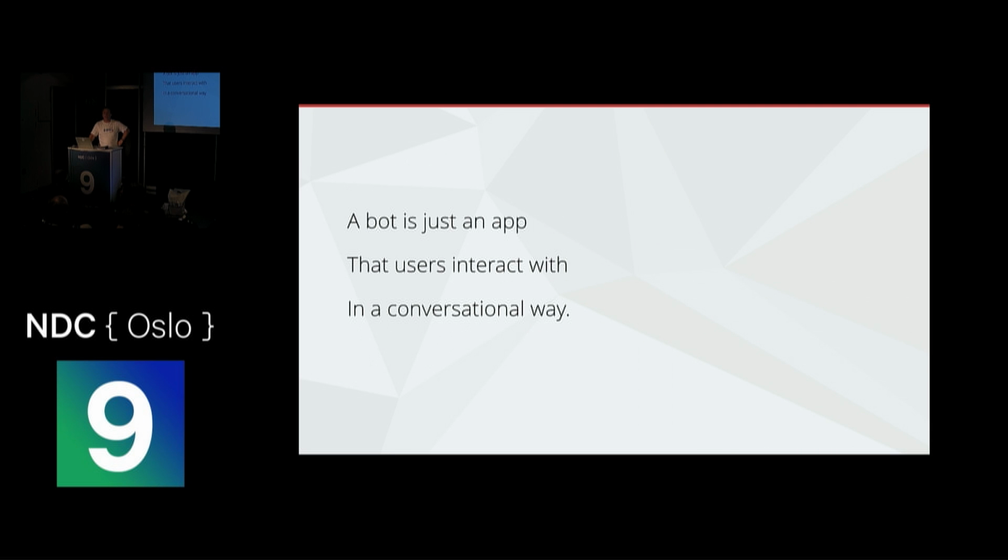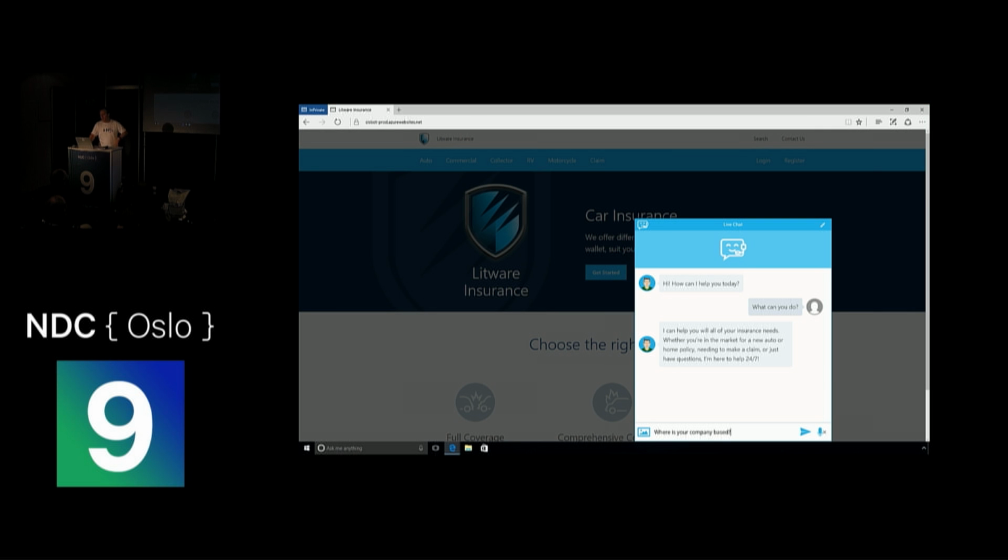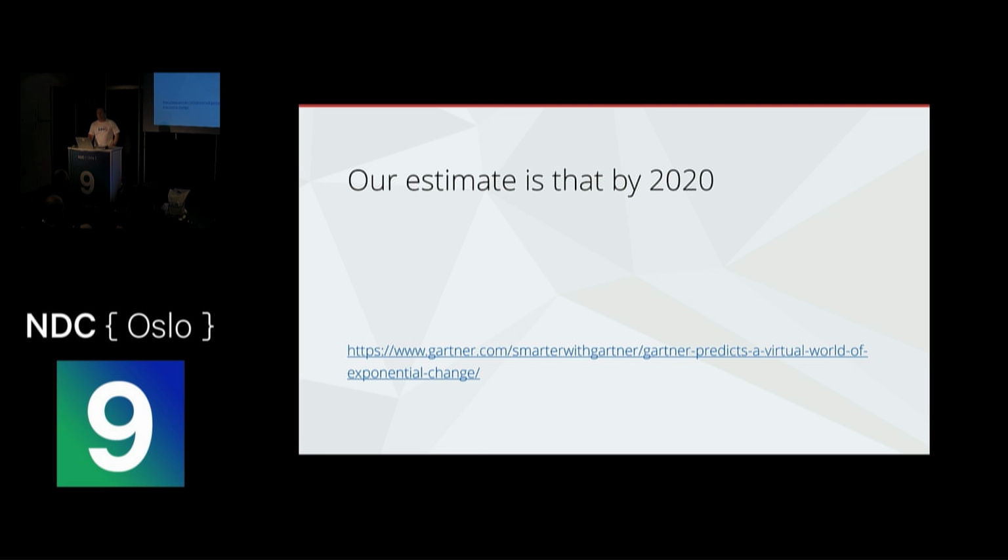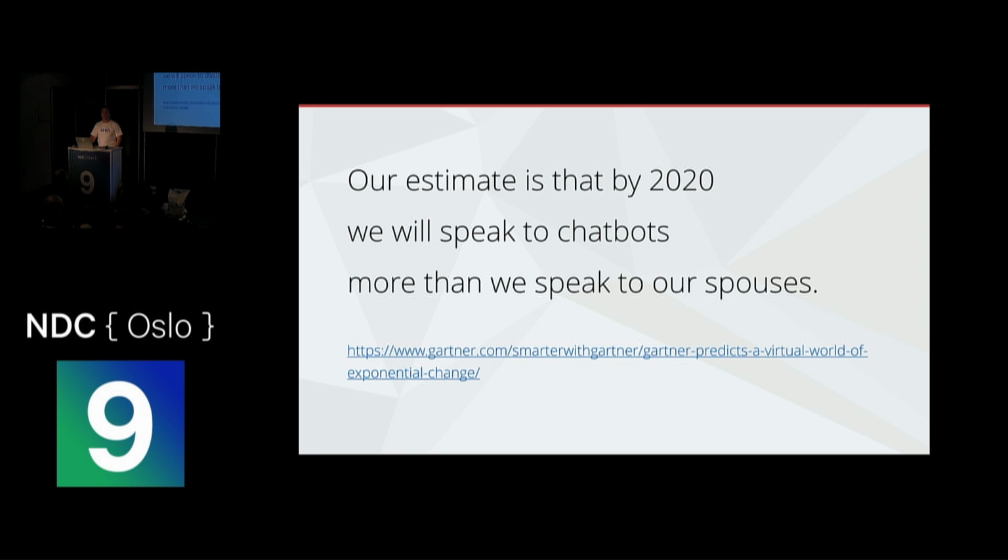So a bot is just an app where you interact with it in a conversational way. And you can just say, hey, what can you do? And it says, well, I can help you with your insurance needs, whether you're in the market for a new auto or home policy, needing a claim. So it's basically any question. Now, where do the answers come from? The answers come from your knowledge bases and the way you structure your data. So the Gartner Group estimates that by 2020, we're going to speak to chatbots more than we speak to our spouses. That's a real stat.